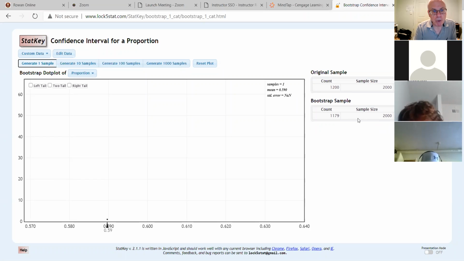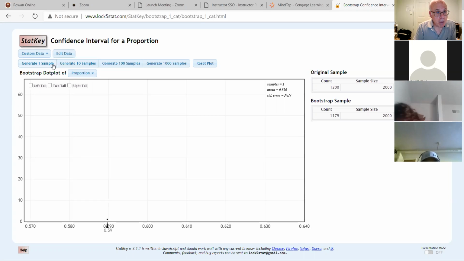So in using sampling with replacement, this first sample had 1,179 saying yes instead of 1,200, because they probably picked some of the people who said no more than once. And so there were fewer people in this sample who said yes than in the original sample. And notice it's plotted right over here. 1,179 divided by 2,000 is 0.59 or 59%. So that's our bootstrap sample proportion.